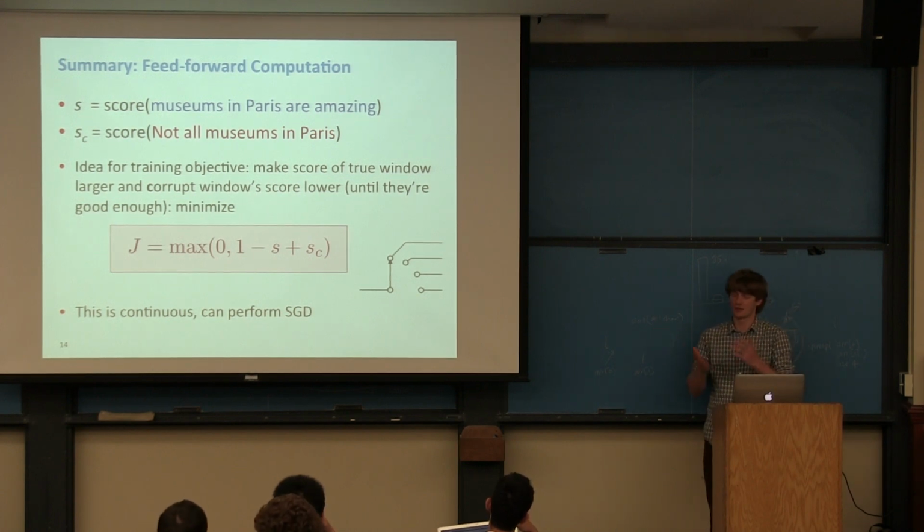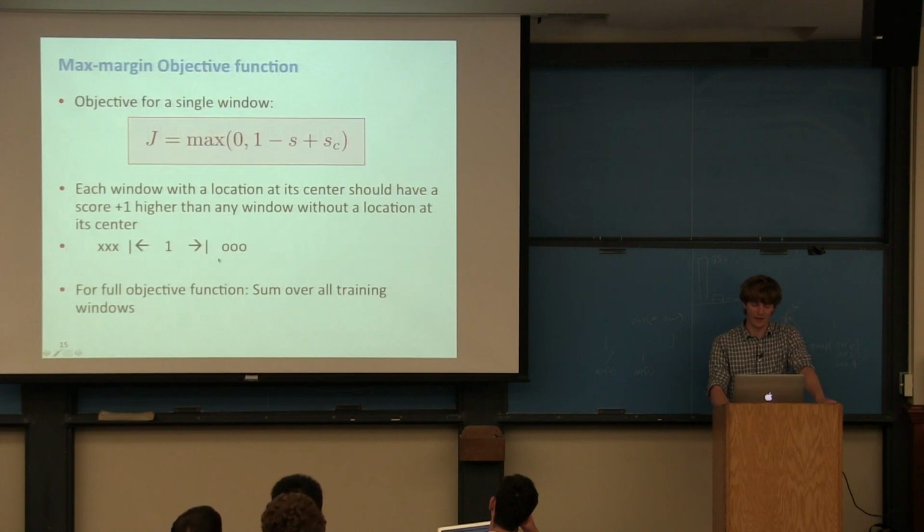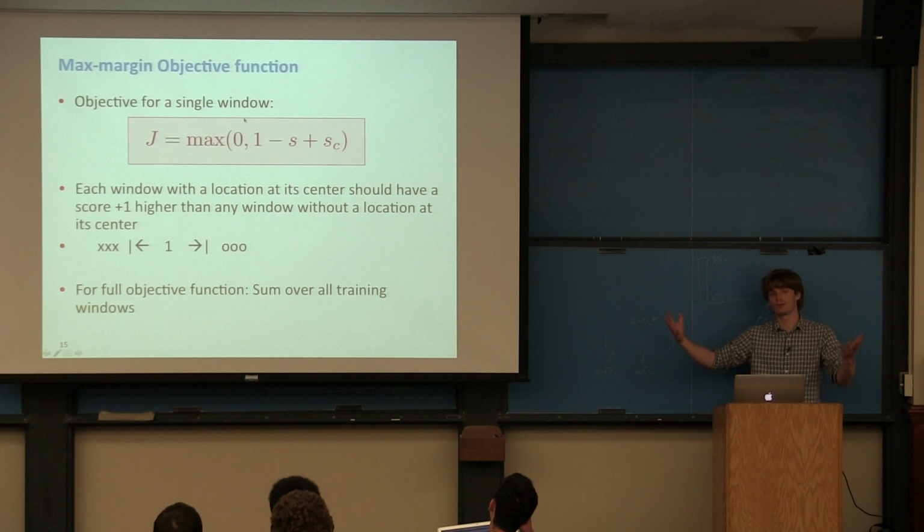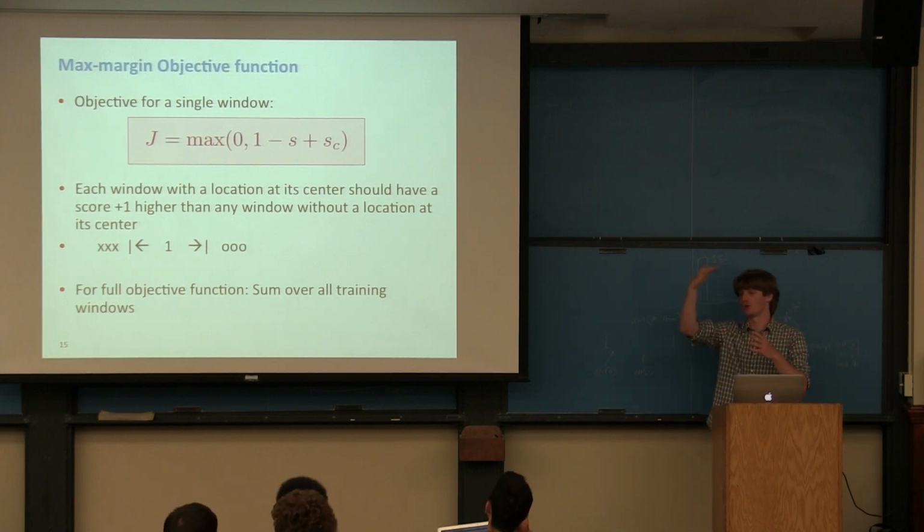All right, so this is a continuous objective function, so we can use our standard stochastic gradient descent here and look at one window at a time. And of course, when we write this here, this is just one window, and our overall objective function is going to be a sum over all the different windows in the corpus.